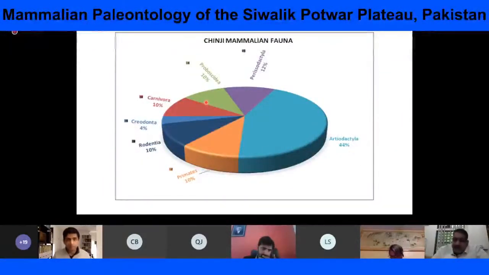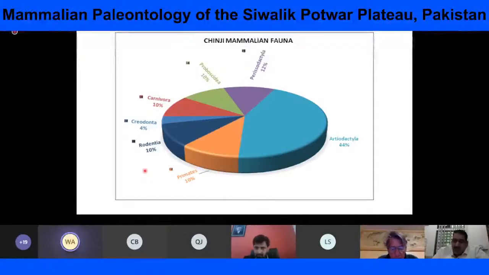From the Chinji formation, we have reported perissodactyls, artiodactyls, proboscideans, carnivora, creodonts, rodentia, and primates. The fauna elements include Myotragocerus, Tragoportax, Elachistoceras, Helicoportax, Bohlinia, Gazella, Giraffokeryx, Giraffa, Microbunodon, Potamochoerus, Conohyus.